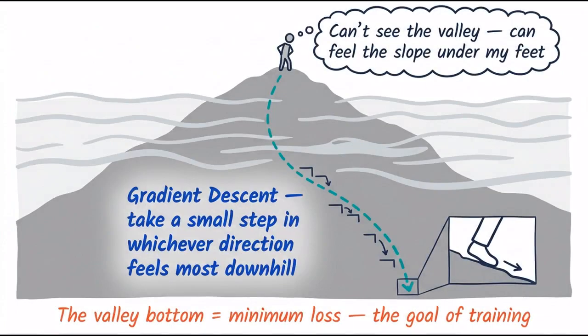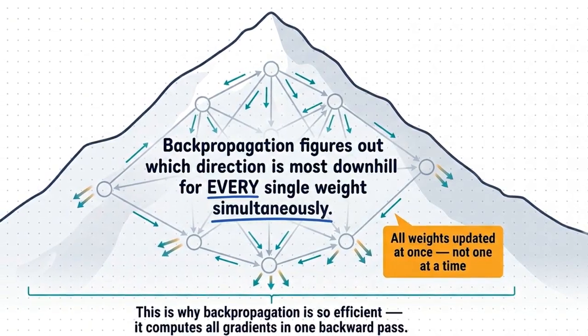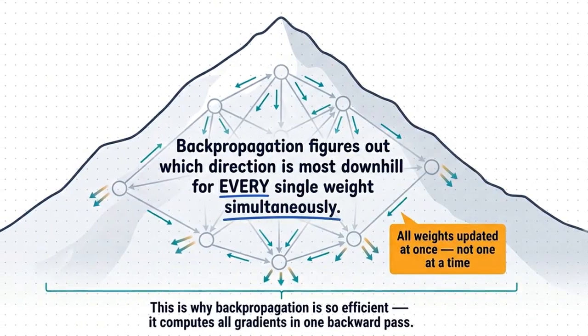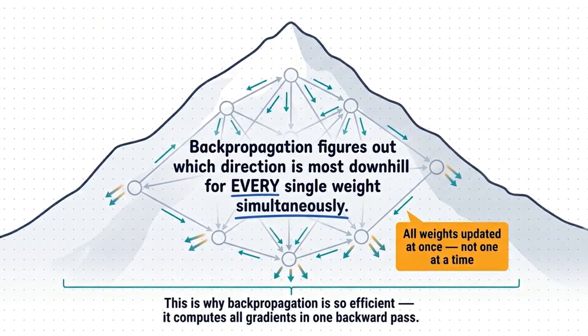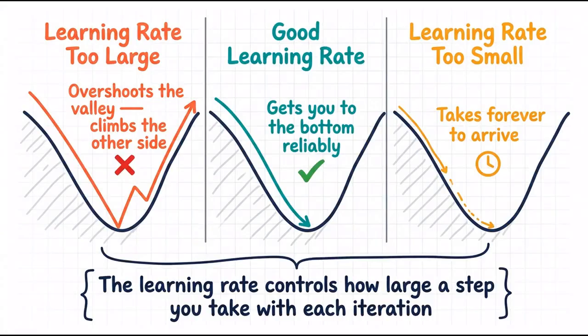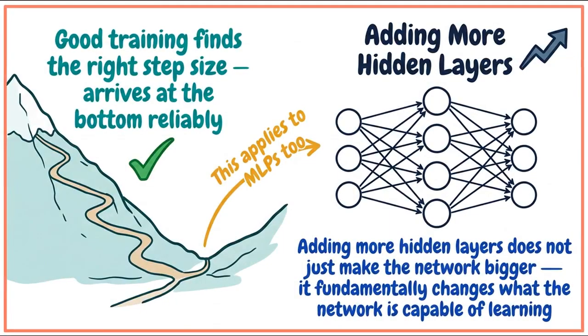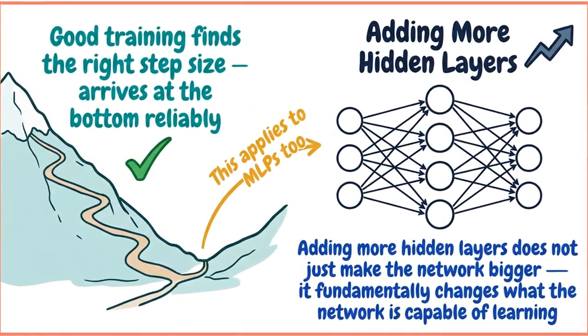Imagine you are standing on a mountain in thick fog trying to reach the valley at the bottom. You cannot see the valley, but you can feel the slope of the ground under your feet. Gradient descent says, take a small step in whichever direction feels most downhill. Backpropagation is the mechanism that figures out which direction is most downhill for every single weight simultaneously. The learning rate is how large a step you take with each iteration. Set it too large, and you overshoot the valley and climb the other side. Set it too small, and you take forever to arrive. Good training finds the step size that gets you to the bottom reliably.